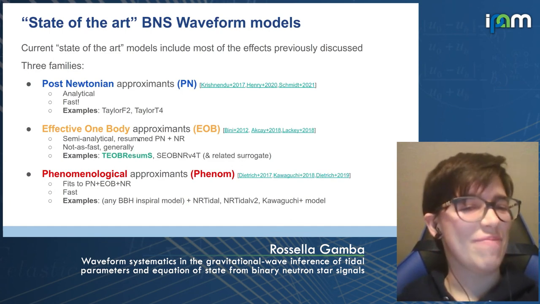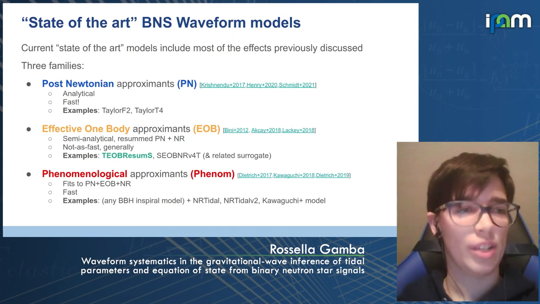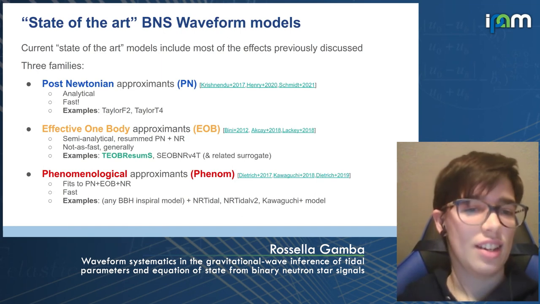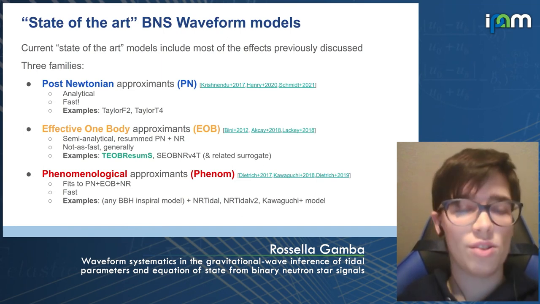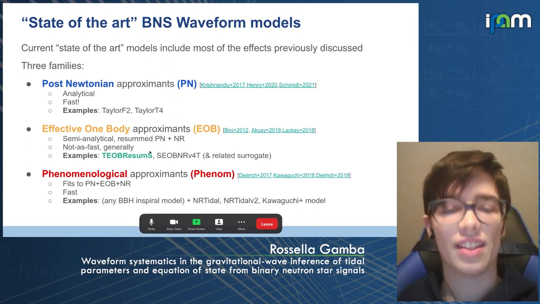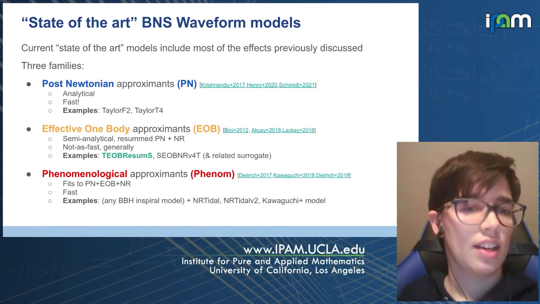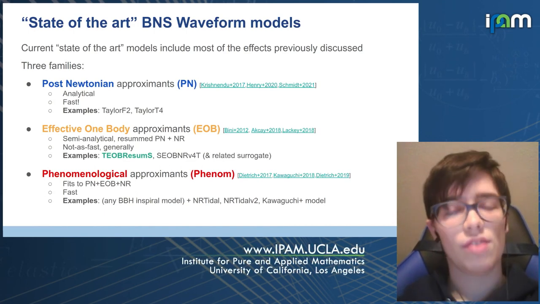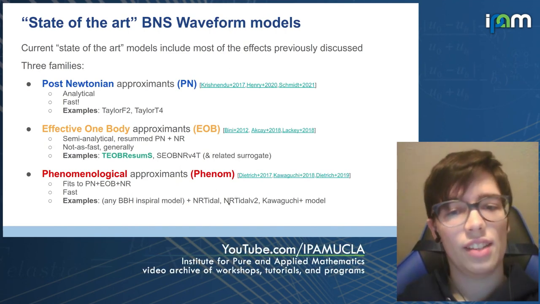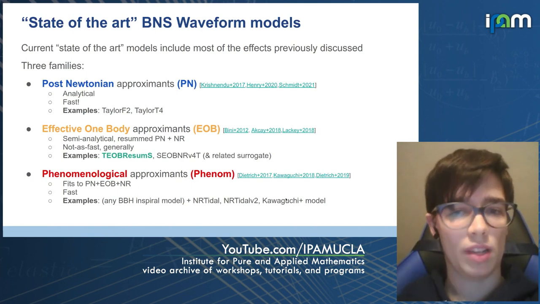So moving on, we also have phenomenological approximants, which were discussed at length in the previous talk, which are basically fits to maybe not PN, but definitely EOB and NR hybrids. They are fast. They are extremely fast. And the main examples, at least for the tidal part, are NRTidal, NRTidalv2, which is the improved NRTidal, and this Kawaguchi plus model.